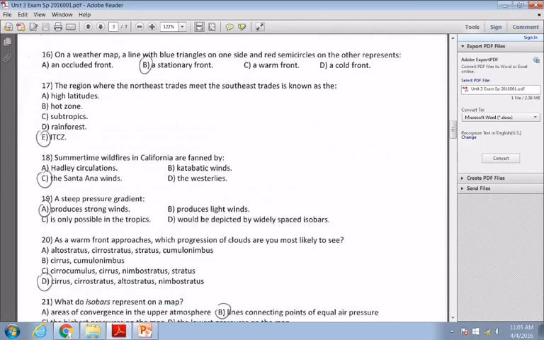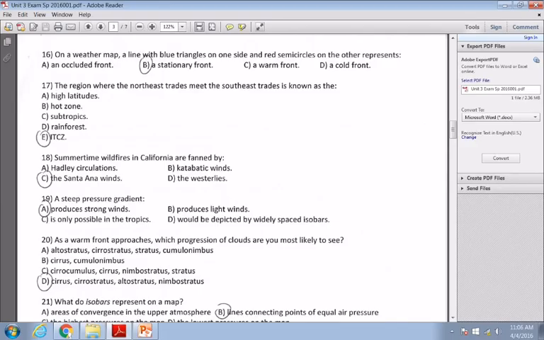Question 16, if you see a front and it's got alternating semicircles, red semicircles and blue triangles, on opposite sides of the front, that is actually B, a stationary front. Question 17, where the trade winds meet, we call that the E, intertropical convergence zone. Question 18, California wildfires are aggravated by C, Santa Ana winds. Question 19, a steep pressure gradient, A, produces strong winds.